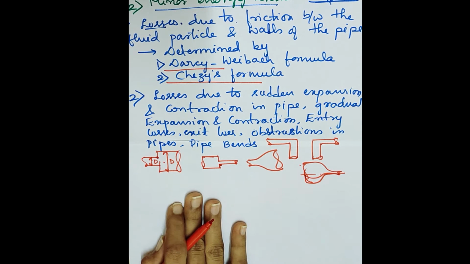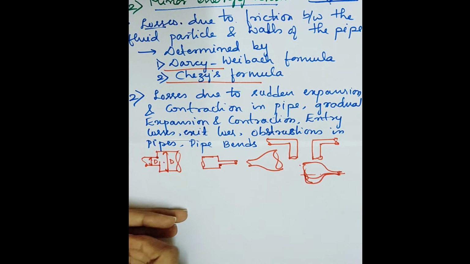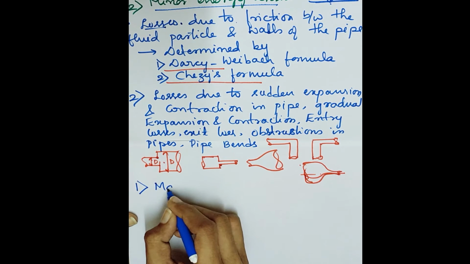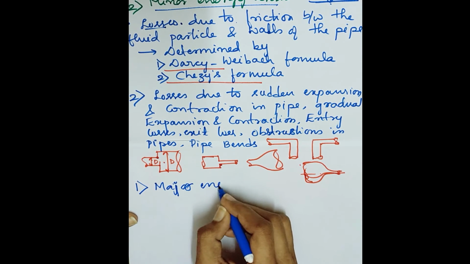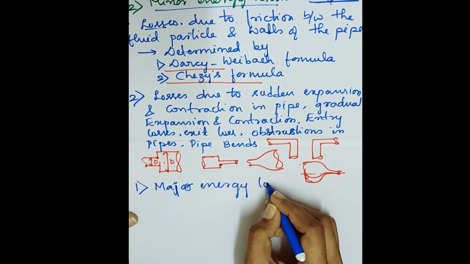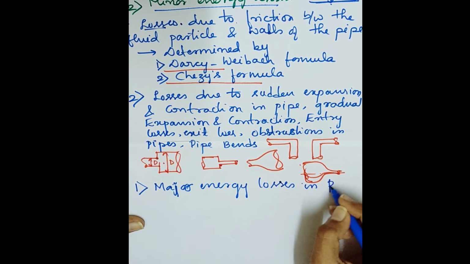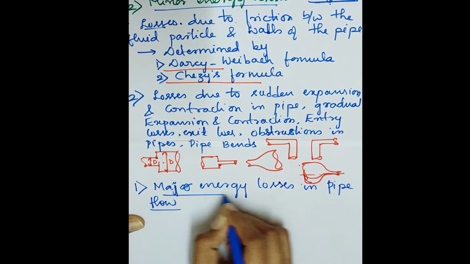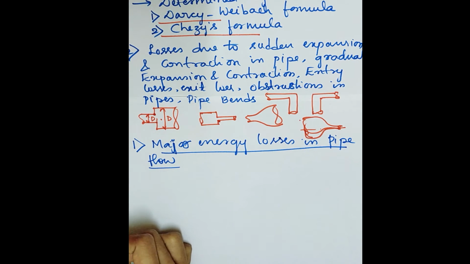So the next topic we'll just discuss. The first type of loss in detail, that is major energy losses in pipe flow.